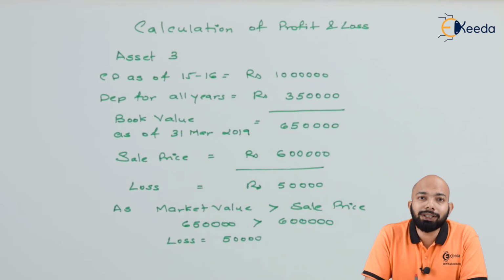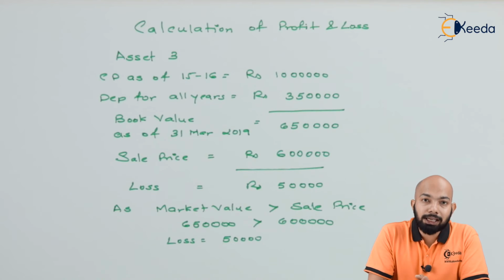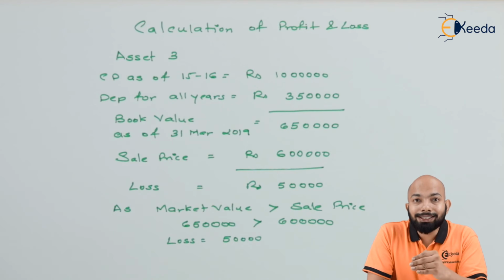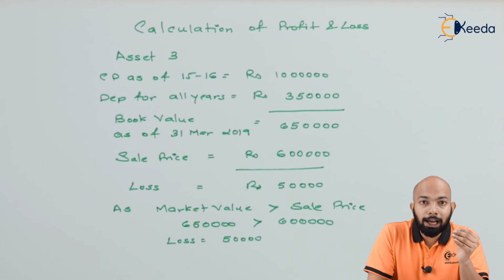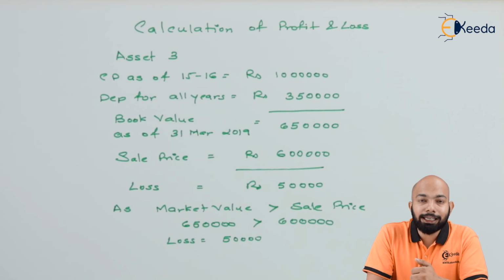However, you have sold this asset on 31st March 2019 for rupees 6 lakhs. That means if the market value of this specific asset is 6 lakhs 50,000, and you have sold this asset for 6 lakh rupees, it is a clear indication that you have incurred a loss of rupees 50,000. Now with this transaction, we get to know whether we have a profit or a loss. Hence we'll be further going ahead and mentioning that sale transaction entry with the profit and loss incorporation in that.